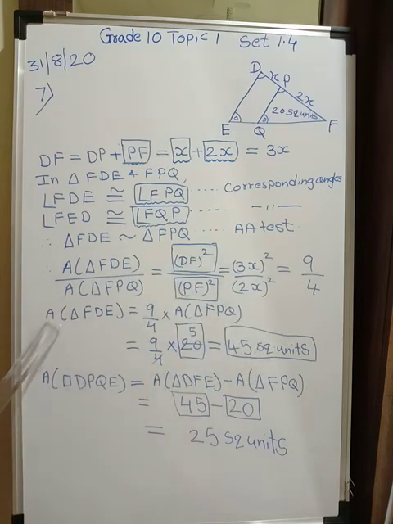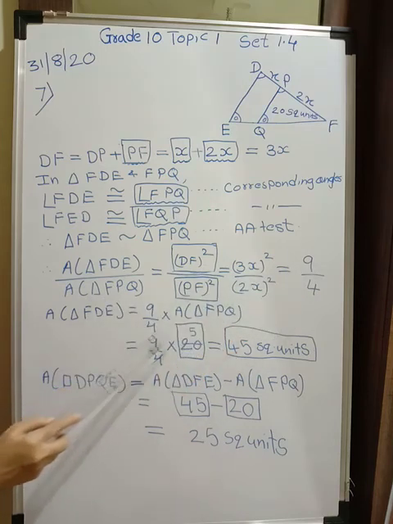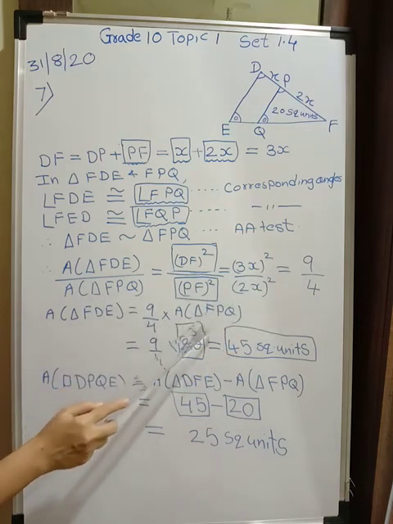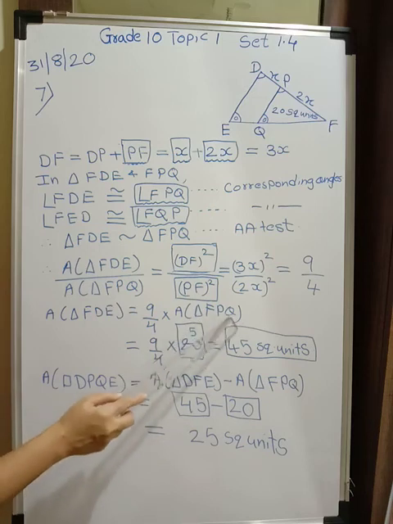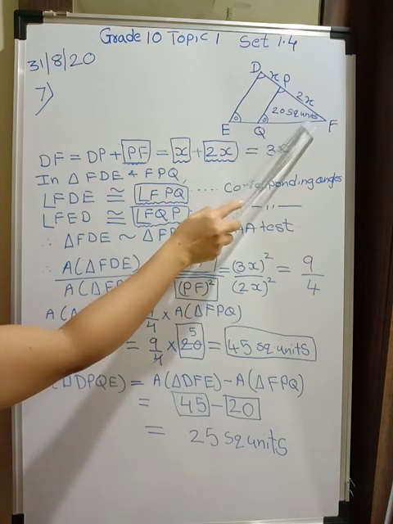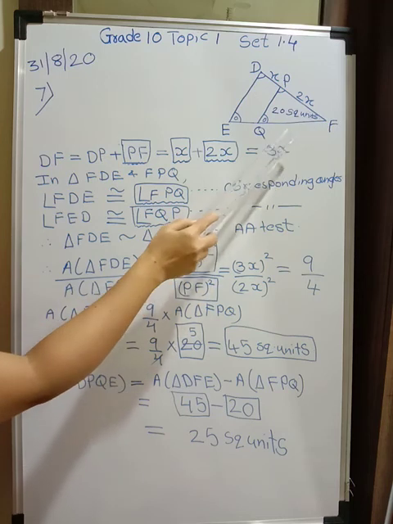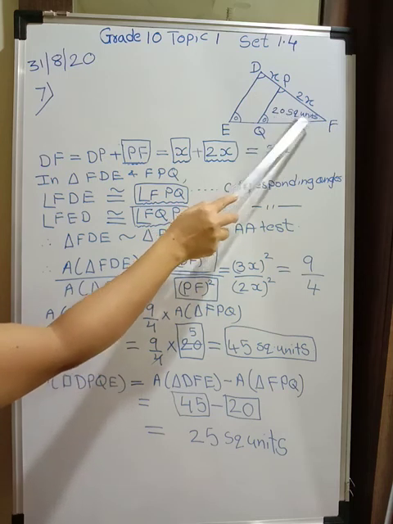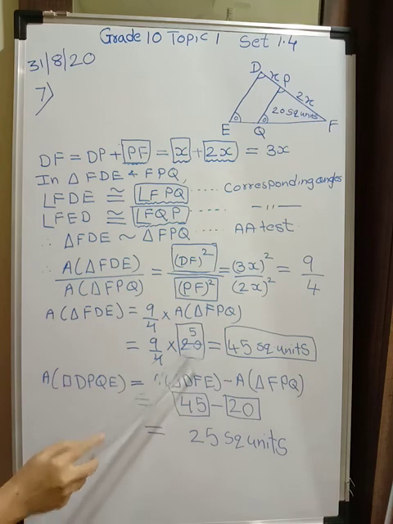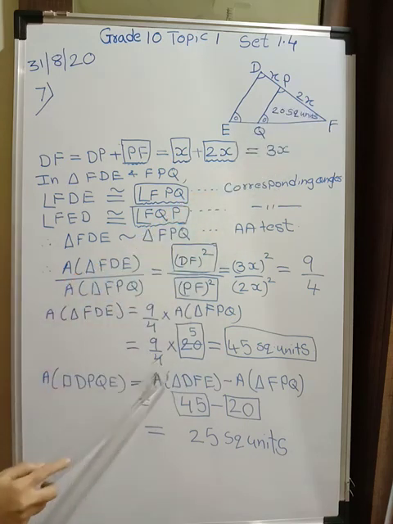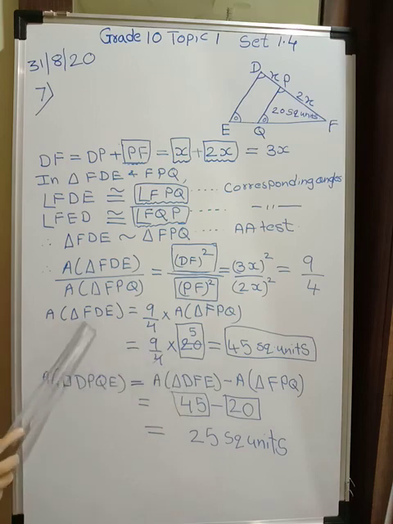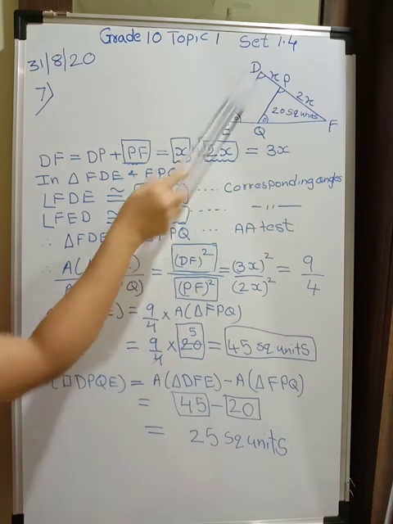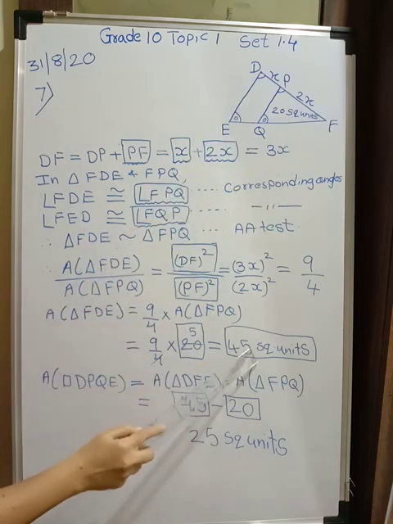Now, area of triangle DEF, this I am shifting over here. So it will be 9 upon 4 into area of triangle FPQ. So substitute, FPQ is already given as 20. In your book it is only written 20 units, but if it is area it should be 20 square units. So I have written here square units. So 9 by 4 into 20, 4 fives are 20. So area of the bigger triangle FDE comes out to be 45.